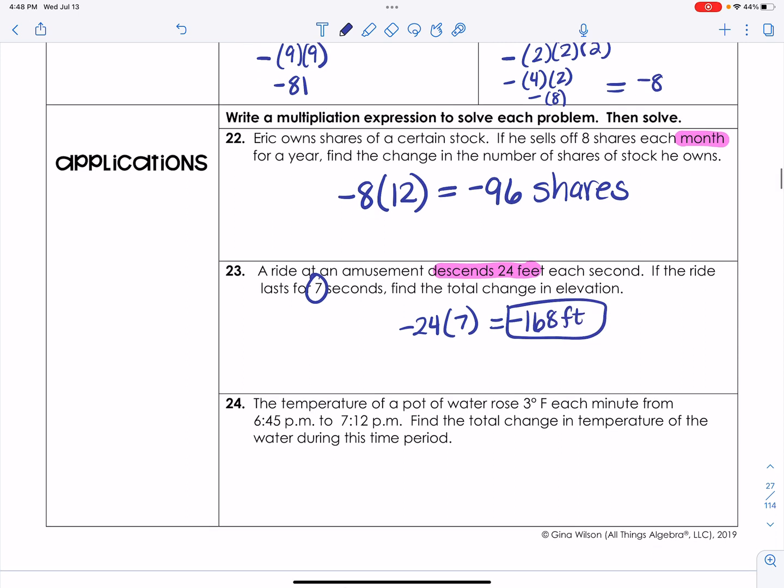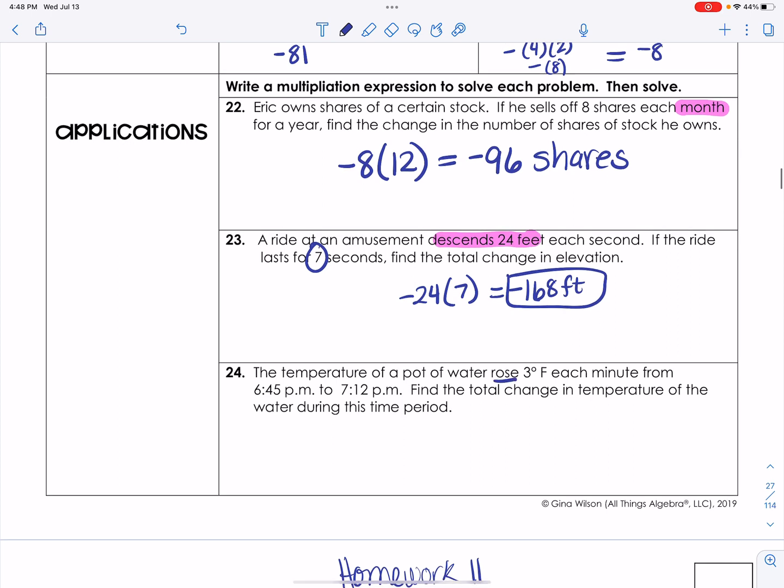Okay. The temperature of a pot of water rose 3 degrees each minute from 6:45 to 7:12. So I'm taking 15 plus 12. That's going to be 27 minutes. So I'm going to do 3 times 27 minutes. So it raised 81 degrees. Okay, so this is multiplication. If the signs are the same, it's positive. If the signs are different, the answer is negative.